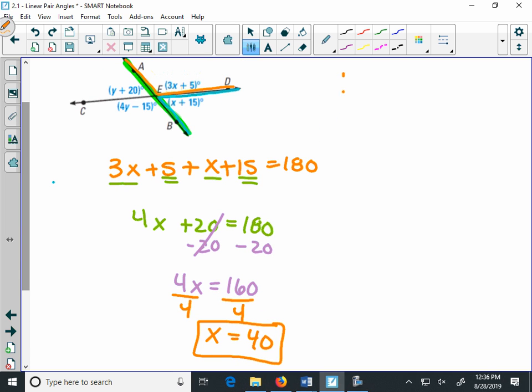So again, if you look at that diagram, I have this angle right here, and I have this angle right here, again, both making a straight angle. So what does y plus 20 and 4y minus 15 add up to? 180. If you make a straight angle, they're going to add to 180 degrees.